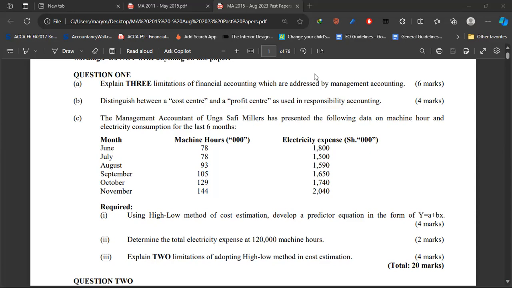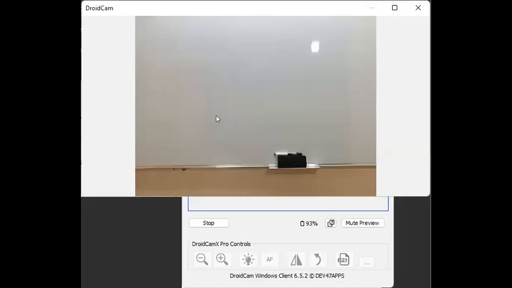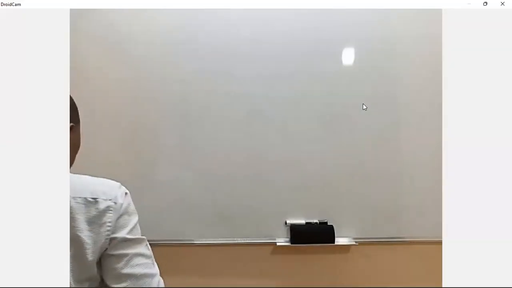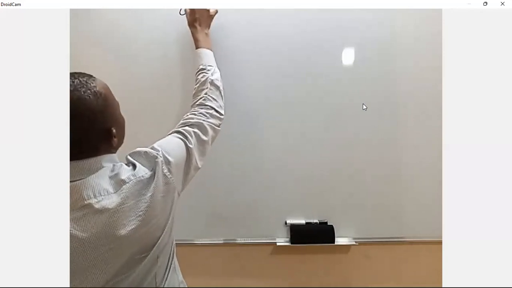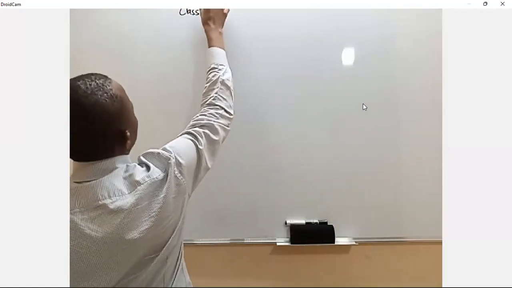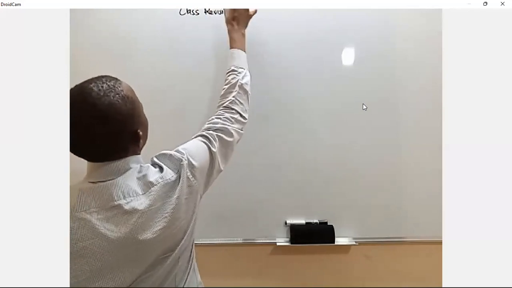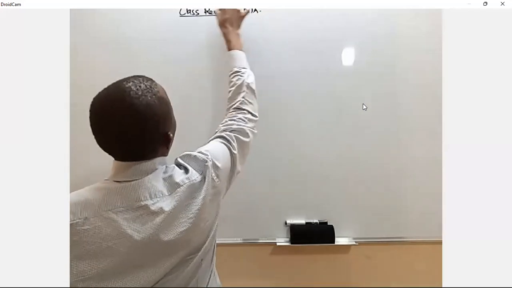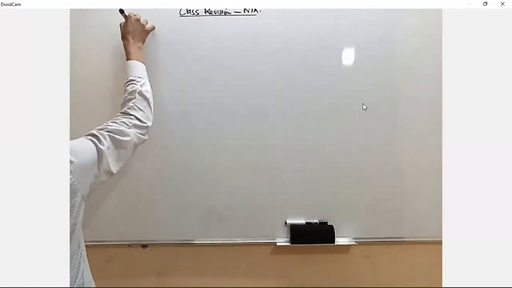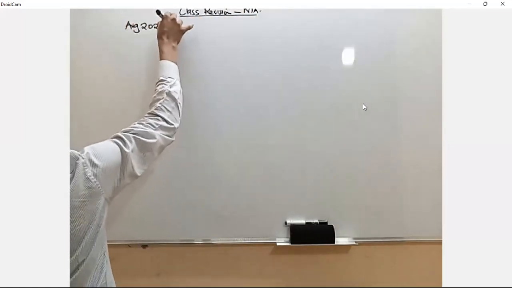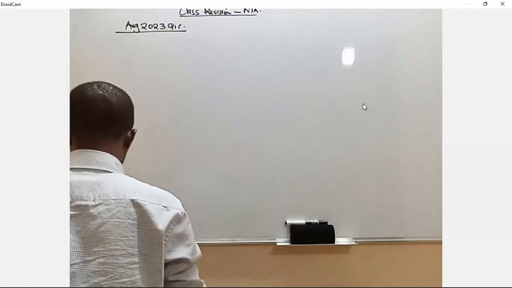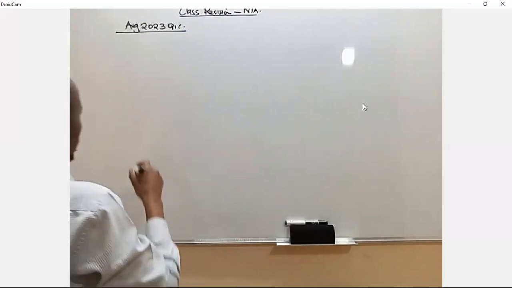So allow me to move quickly with the question ahead of us. When a question like this comes in an exam, it is very important for us to understand what is needed. Let us remind ourselves of what we were supposed to be doing in August 2023, question 1C. And I have said we are going to start with the high-low method.